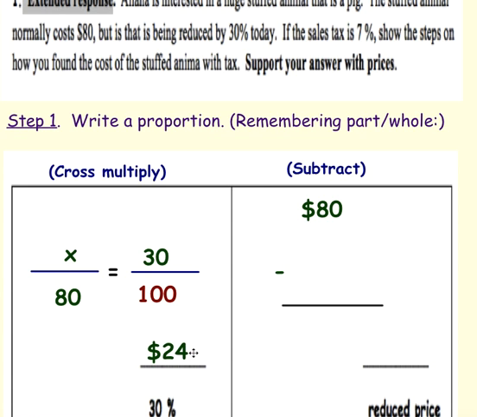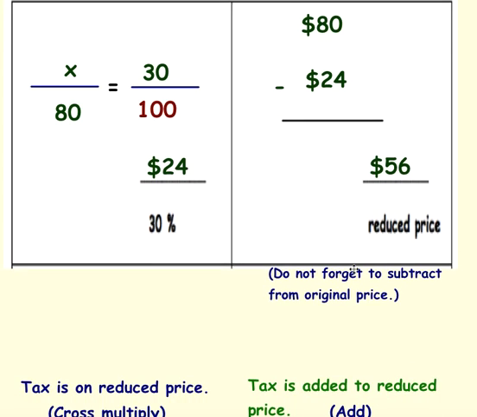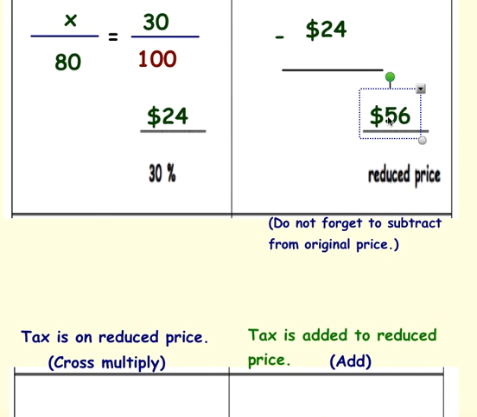So that's how much my daughter is going to save if she purchases it today. Well, that's not what she's paying for the item. That would be great, but she's going to have to subtract. When she subtracts, she's going to get $56 as the reduced price. So this is what they're going to say at the counter: okay, today you're going to be paying $56 for this item. She cross multiplied, she found what 30% was, she subtracted. Now comes in tax time.